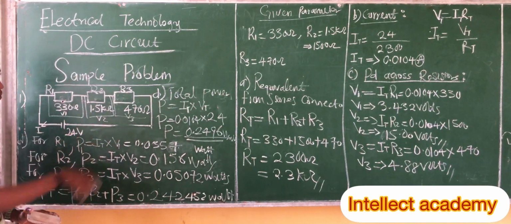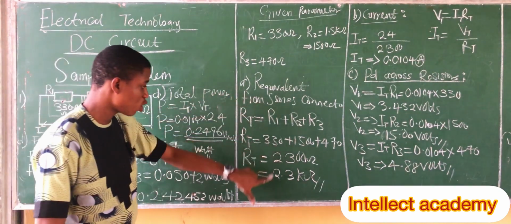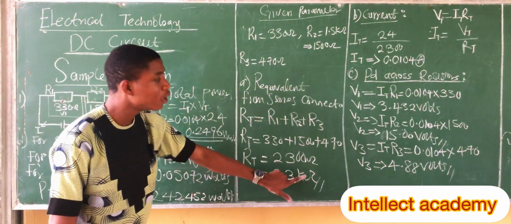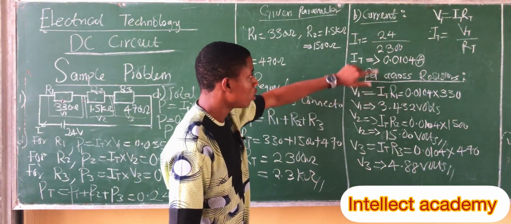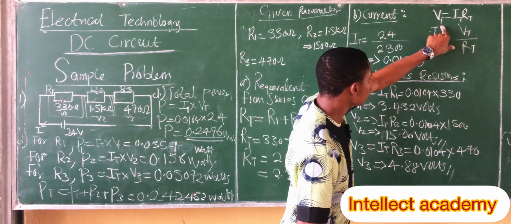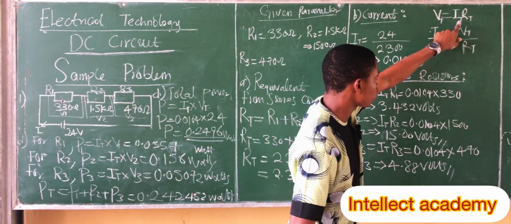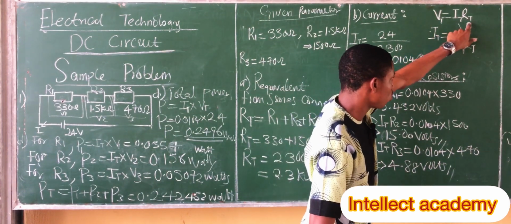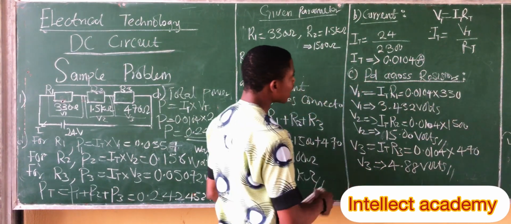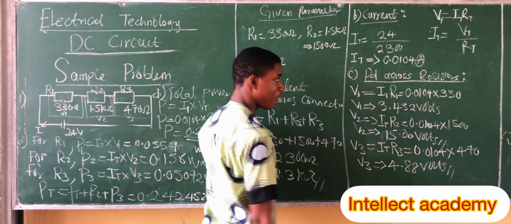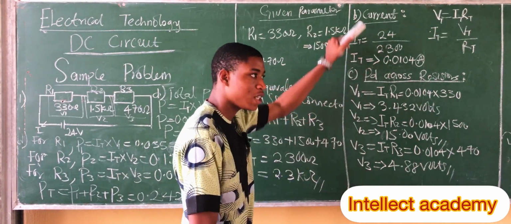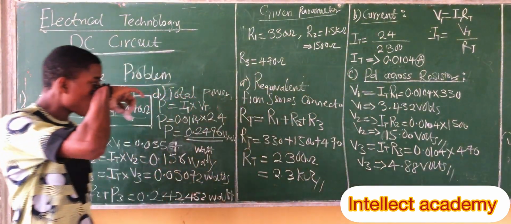We calculated what? The equivalent resistance. We had this to be 2.3 kilo ohms. The second one was what? The current. We did that by introducing the total voltage equals the total current multiplied by the total resistance. When we substituted that, we had that the current was 0.0104 amperes.